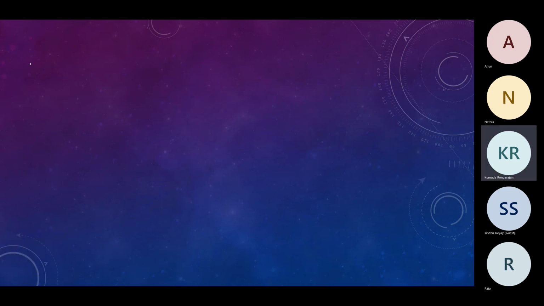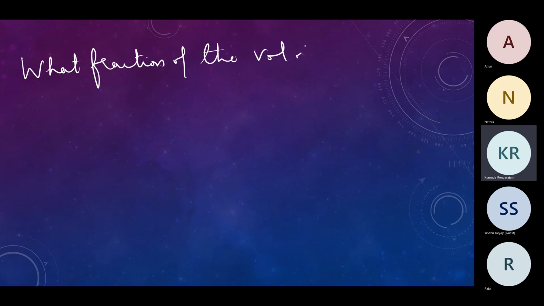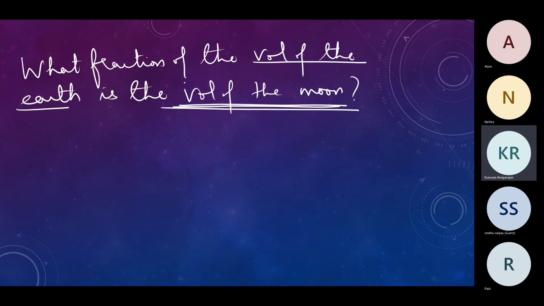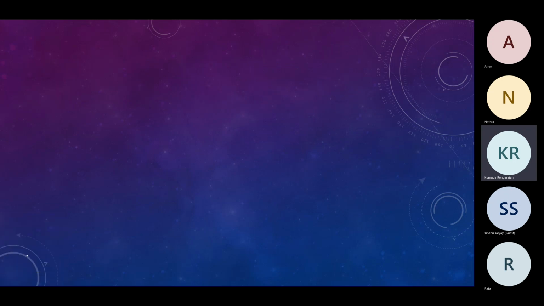Similarly, what fraction of the volume of the earth is the volume of the moon? That is the question. So the volume of the moon will be the numerator and the volume of the earth will be the denominator, like boys here and class or students here. So volume of the moon by volume of the earth is the required ratio.